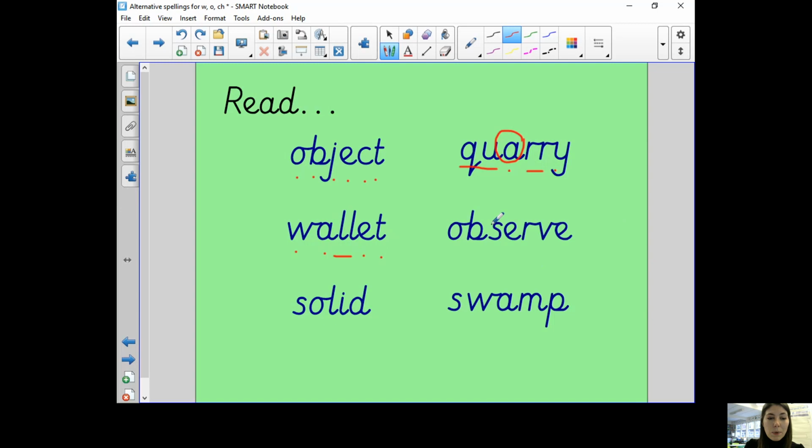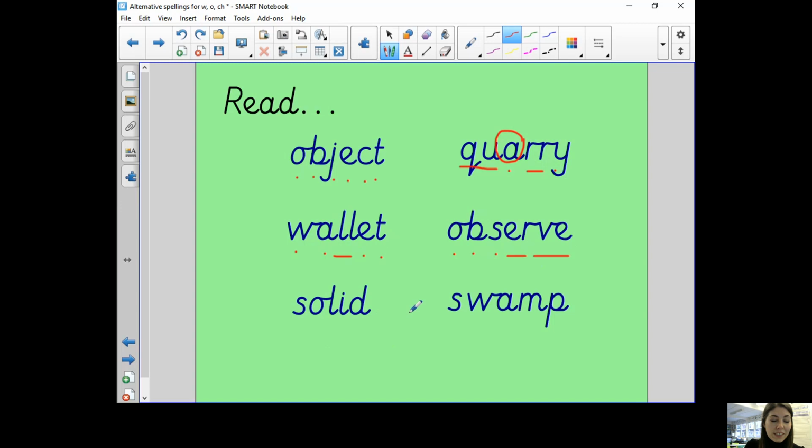Fabulous. Let's have a look at this one. I'm going to add the sound buttons. Could you have a go at sound talking it at home? Let's have a look. O, b, s, er, ve. Observe. That means to look at something carefully. Can you have a go at sound talking the last two words on your own? You might want to pause the video to do this.